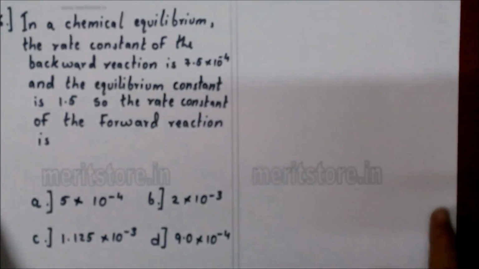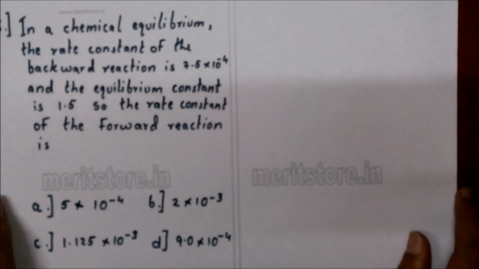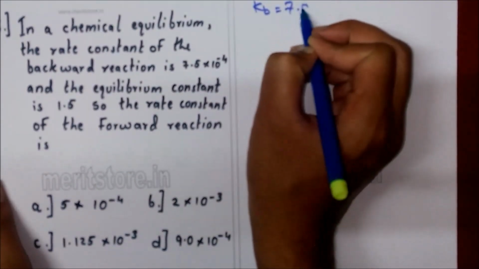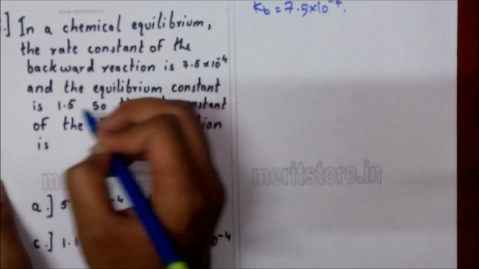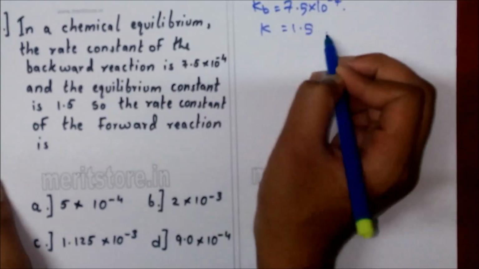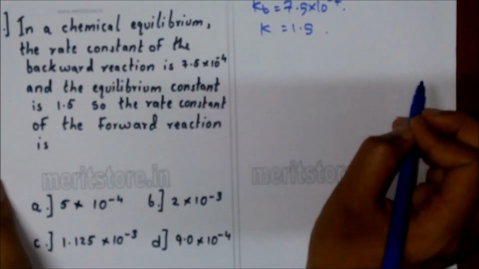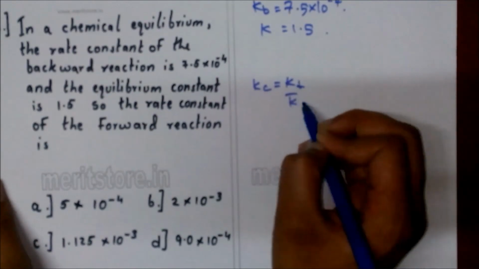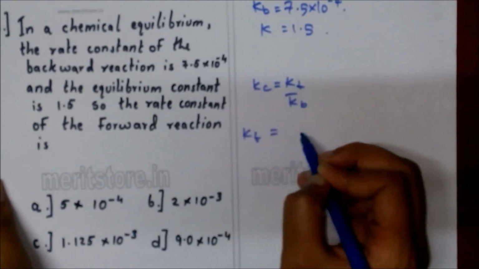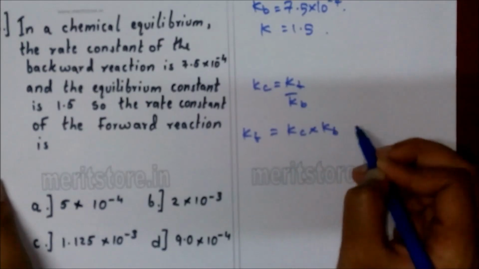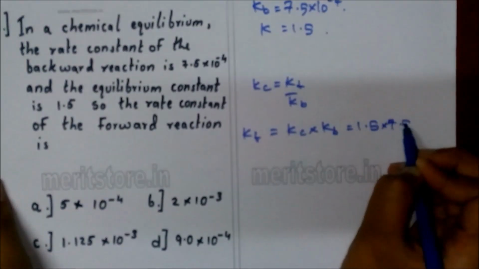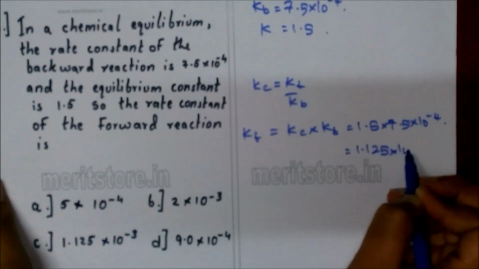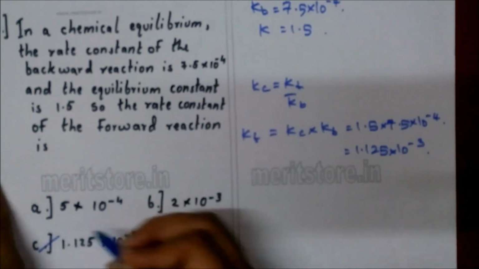In a chemical reaction equilibrium, the rate constant of backward reaction is 7.5 into 10 raised to minus 4, and the equilibrium constant is 1.5. So the rate of the forward reaction is. So for this reaction we can write that Kc is equal to Kf upon Kb. So Kf forward reaction is equal to Kc into Kb, equal to 1.5 into 7.5 into 10 raised to minus 4. On solving this we get 1.125 into 10 raised to minus 3. C is the correct answer.